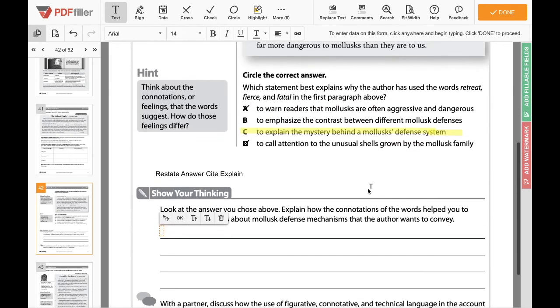So we could say the connotations of the words helped us to understand. So we could specifically say negative, because I think we've come to understand that there are more negative connotations than positive connotations with those three words. So what did those negative connotations help us to understand?